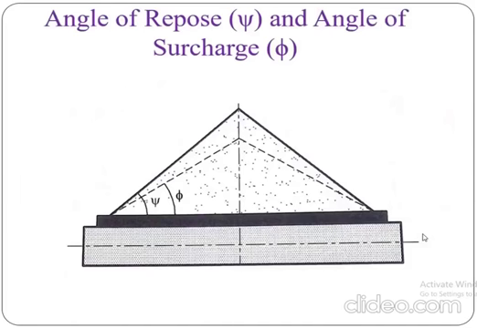Then angle of repose and angle of surcharge. So what do you mean by angle of repose? Angle of repose: if a free flowing conveying material is dropped or poured on a stationary conveyor belt, the angle made by the two surfaces of the material with the horizontal direction is known as the angle of repose, that is indicated by psi. Then angle of surcharge, that is phi: if the free flowing conveying material is dropped or poured on a moving conveyor belt, the angle made by the top surface of the material with the horizontal direction is known as the angle of surcharge, that is called phi.